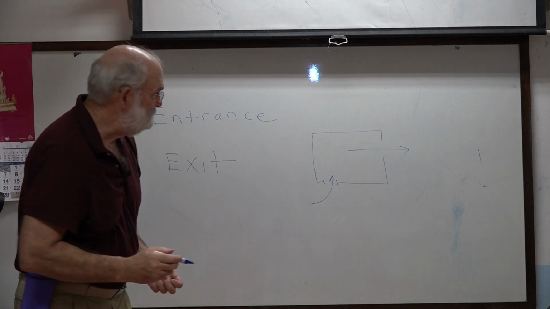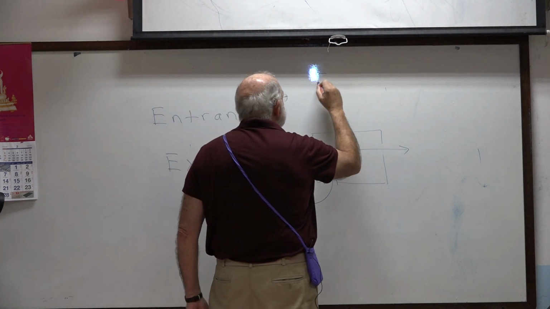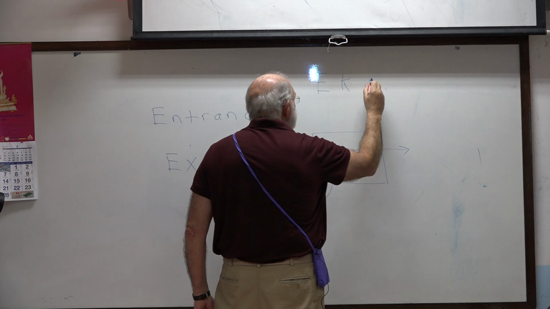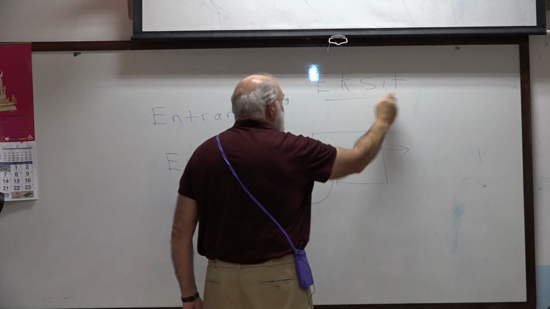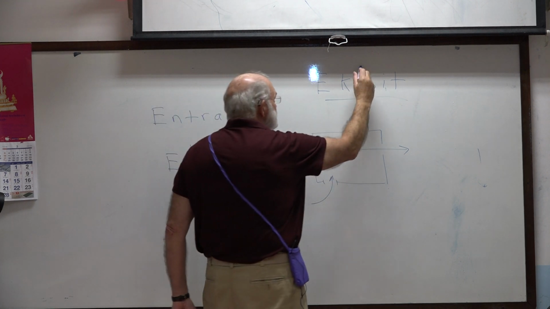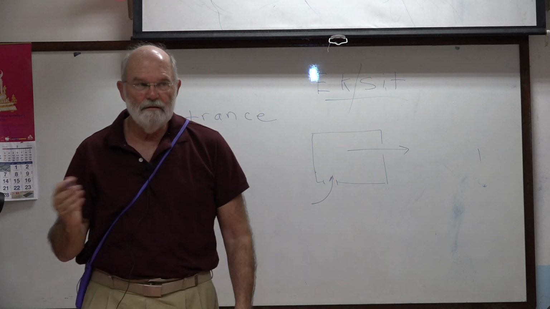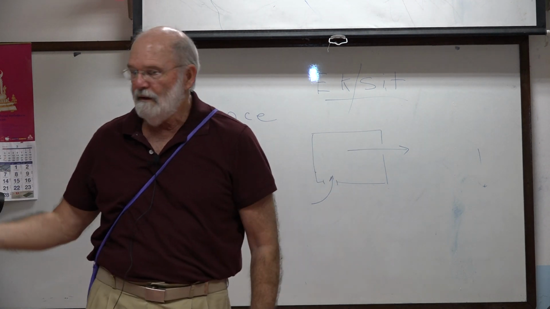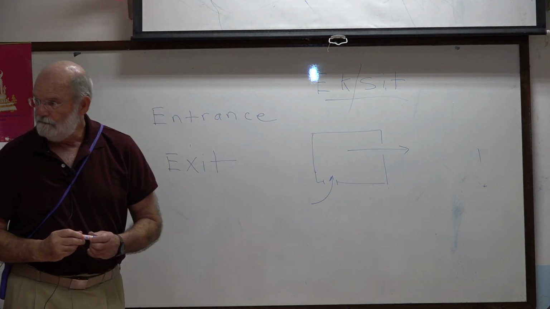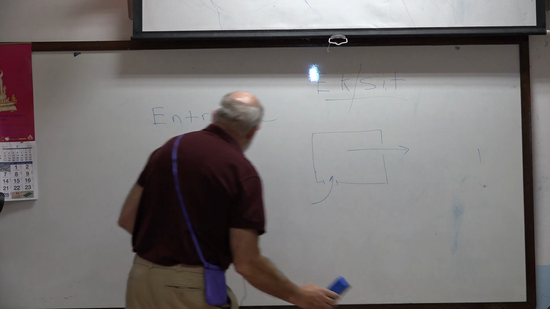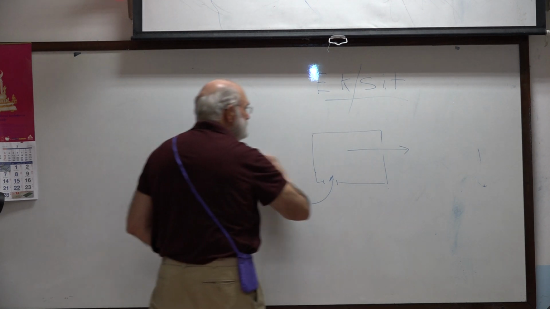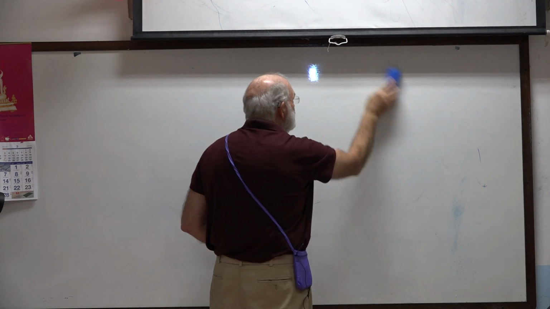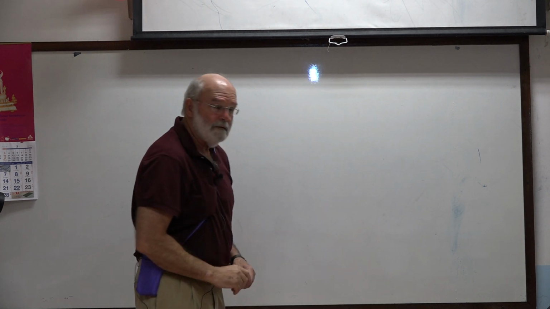That's how you pronounce it. Exit. An exit is the doorway you go out. An entrance is the doorway you come in. Okay? Okay, very good. You did really well with that. So let's do one more real simple rule, okay?